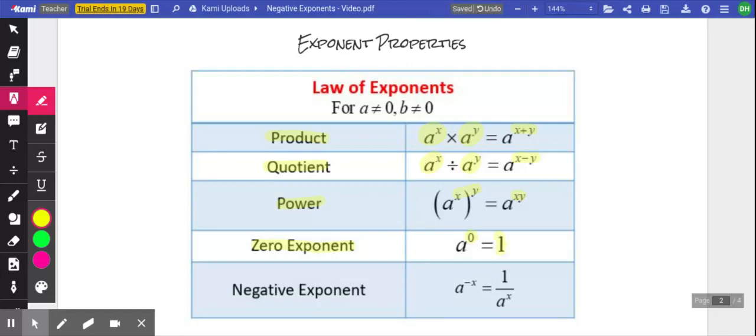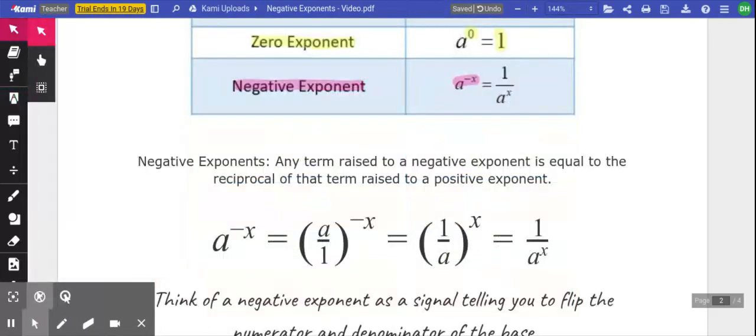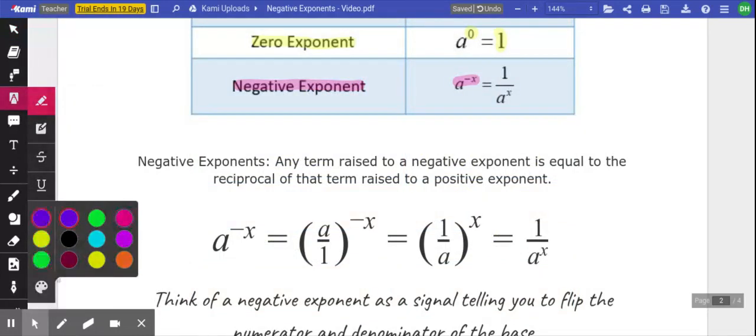Okay, and then we walk into negative exponents. We're going to try to explain why a to the negative x is equivalent to 1 divided by a to the x. So let's start with this as our working definition. Any term raised to a negative exponent is equal to the reciprocal of that term raised to a positive exponent. What in the world does that mean?